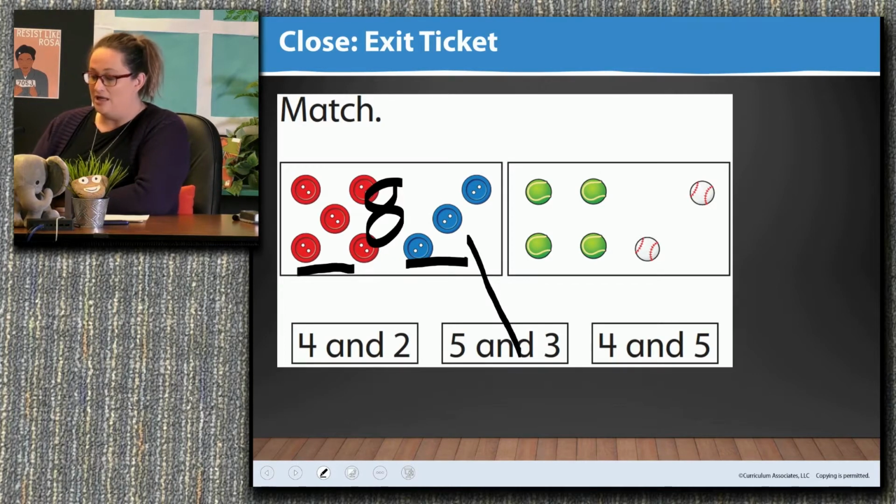Great job! Now let's look at the balls. There's tennis balls and baseballs. Which one would we match it to?